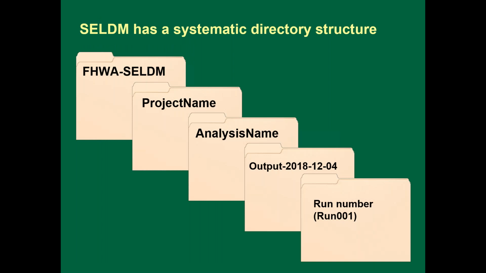Once we run SELDM, it sets up a standardized directory. We worked with EPA to make sure things would be accepted by them. They like the idea of a timestamp type system so that people couldn't go in and willy-nilly change results to get the answer that they want. When you run SELDM, it will set up a FHWA-SELDM directory on the root of your hard drive, or your primary drive, usually the C drive. Within that, when you create a project, it will put all your analyses in a project name folder.